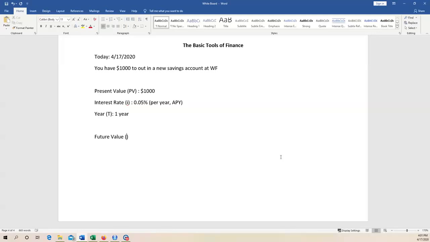And in subsequent analysis, I'm going to be lazy. I'm going to use FV to represent the future value. So what's the future value? Today is April 17th, 2020. You may be wondering what your savings account balance will be on April 17th next year, 2021.